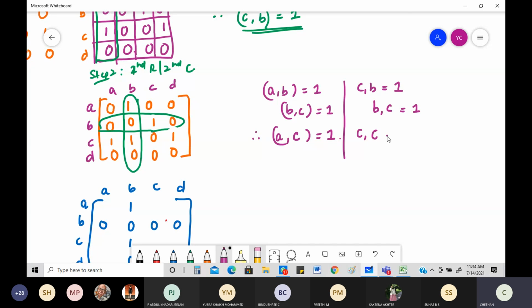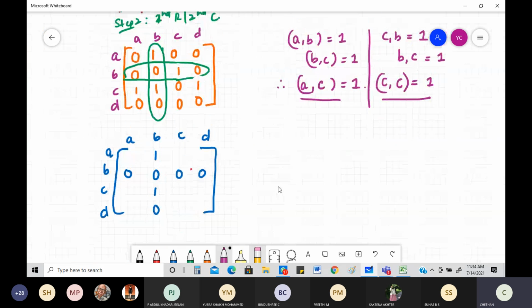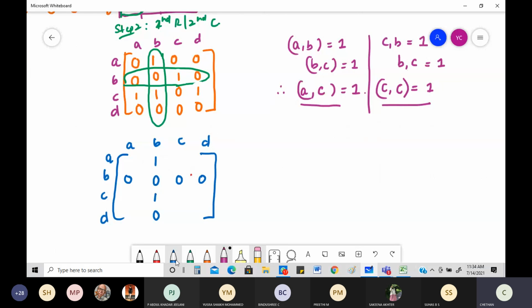So is there any other part? See how many ones you had? 1, 2. Have I taken all the 1, 2? Yes. All other things will not be changing anything. So you got two things here, AC, CC. Now let me go back to the other matrix that I'm supposed to get and write that value. A comma C is equal to 1. C comma C is equal to 1. All other things will remain the same.